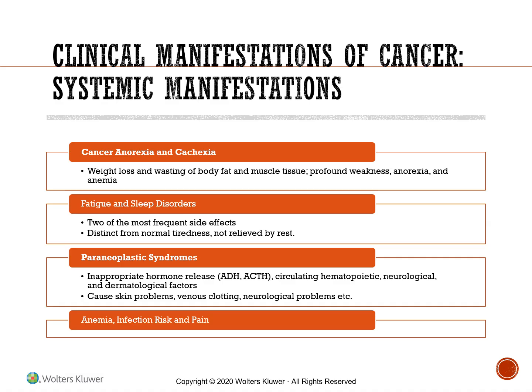But in cachexia related to cancer, the loss is both from fat tissue and significantly from skeletal muscle tissue. So we really lose both, a lot more than what we see in typical starvation. Another clinical manifestation is fatigue and sleep disorders. So we often see difficulty sleeping and insomnia.